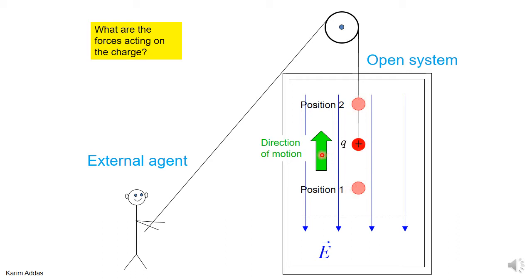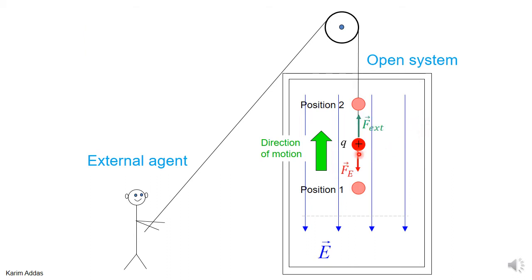So the direction of motion is upward, and the charge has a value Q, and the charge exists in an electric field E that points downwards. And of course, in this problem, we're ignoring gravity completely. We're just discussing the electric forces in this problem. So what are the total forces acting on this charge as it's being pulled from position 1 to position 2?